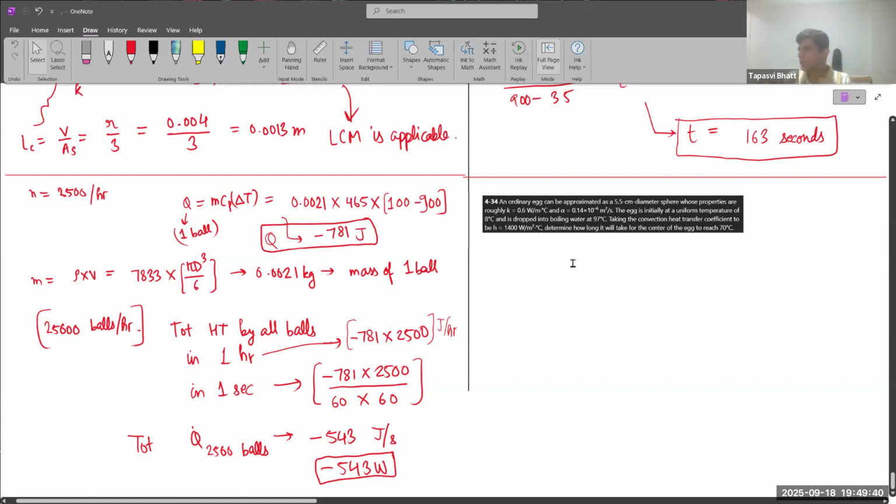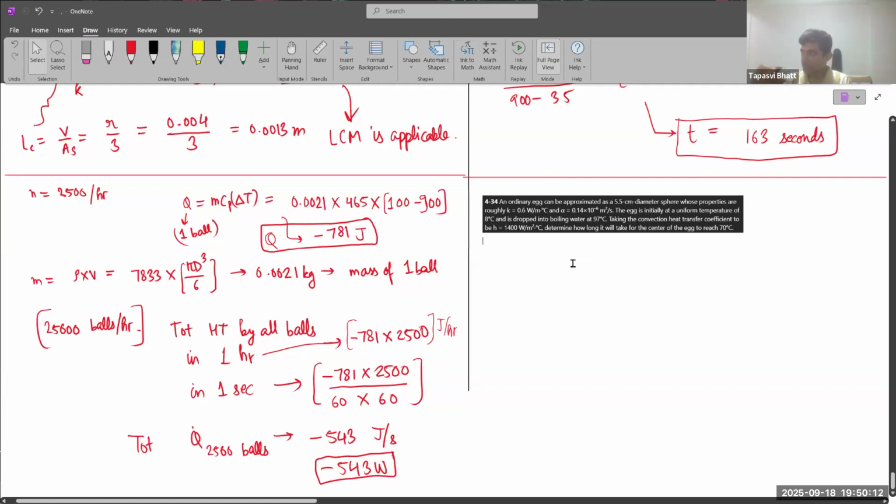This question says an ordinary egg can be approximated as a 5.5 centimeter. This whole section of week 5, which is the lump capacity model, is very simple. I would say it is the simplest topic in this whole module of heat transfer, at least for me.